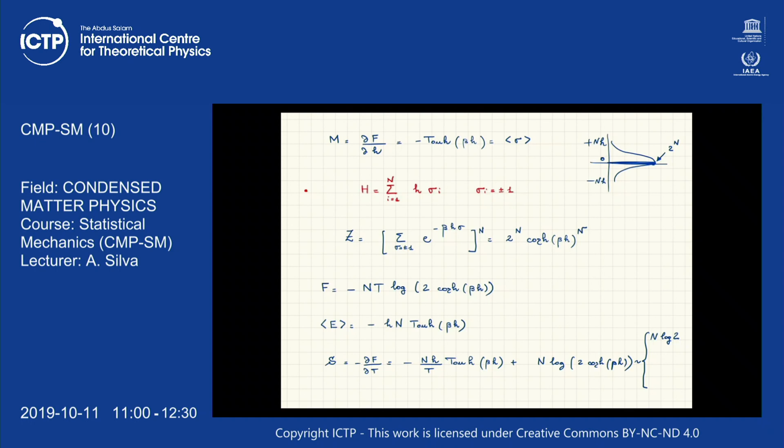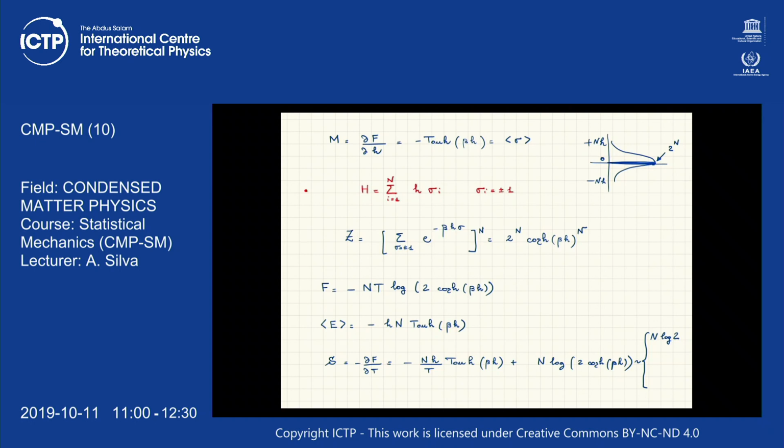Now, what do I expect instead when temperature goes to 0 from the entropy? What should the entropy be at 0 temperature? So, when the temperature goes to 0, you go back to what you know from the internal energy. The internal energy is going to be minus h times n. And then you ask yourself, how many configurations correspond to that energy? 1. All spins aligned. Okay?